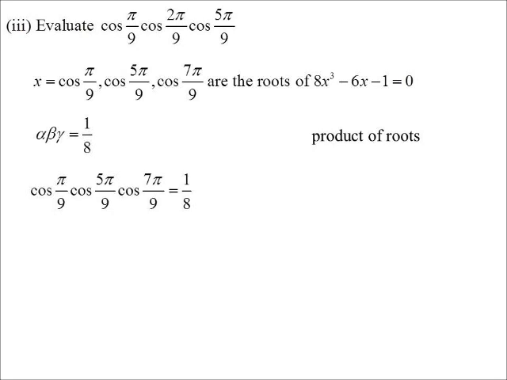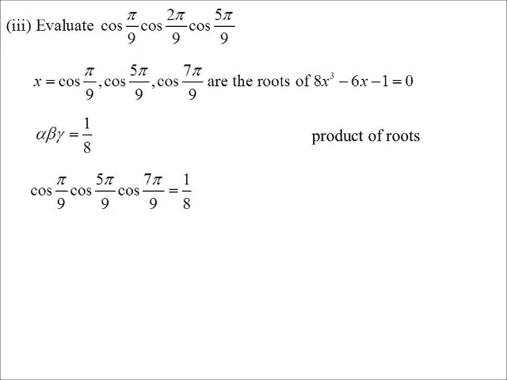So cos pi on 9 times cos 5 pi on 9 times cos 7 pi on 9, not quite the same. I've got a 7 pi on 9, they've got a 2 pi on 9. Now we start playing with which quadrant is it in, odd even functions, all these sorts of ideas to try and get the one we want.